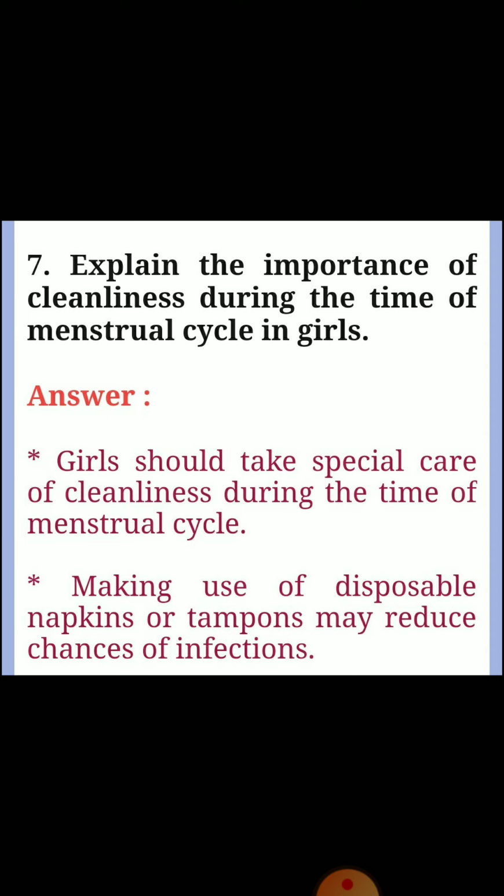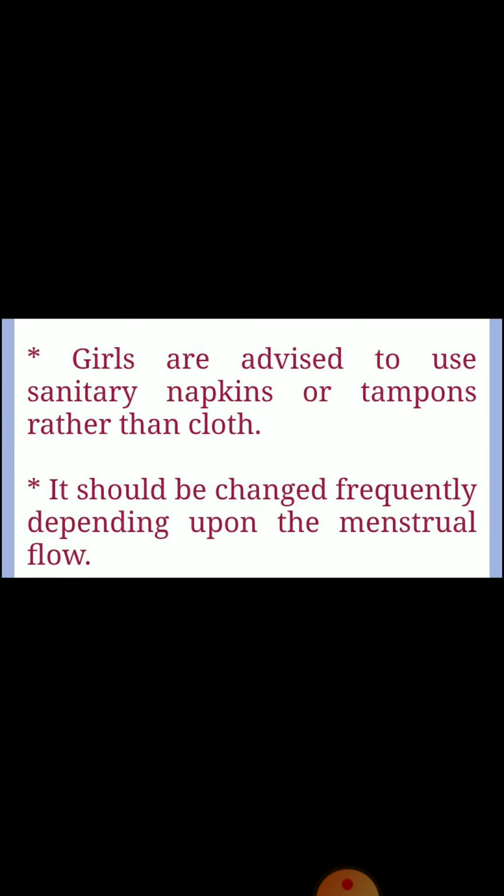Next, seventh one, explain the importance of cleanliness during the time of menstrual cycle in girls. Answer, girls should take special care of cleanliness during the time of menstrual cycle. Making use of disposable napkins on time may reduce chances of infections. Girls are advised to use sanitary napkins or tampons rather than cloth. It should be changed frequently depending upon the menstrual flow.